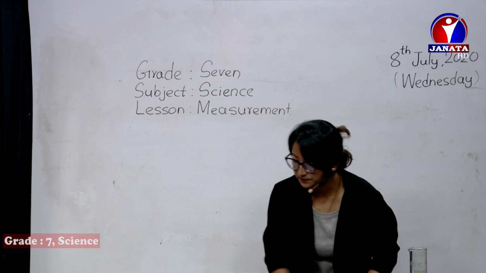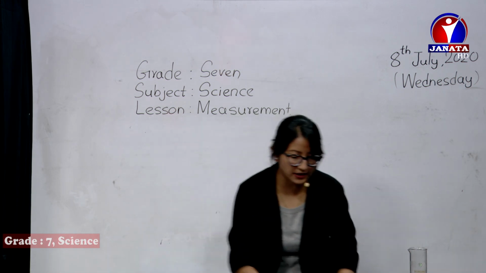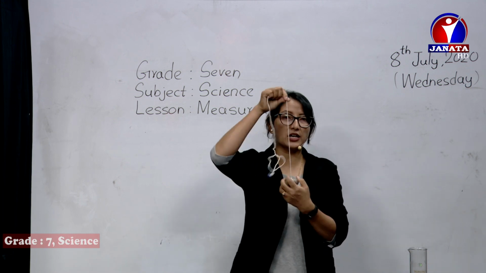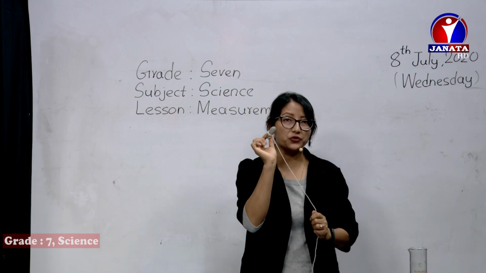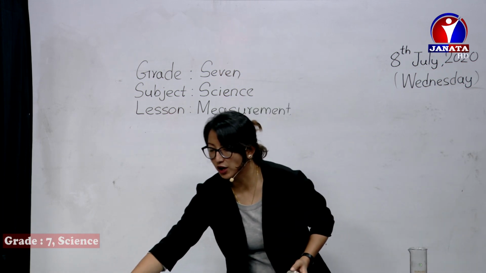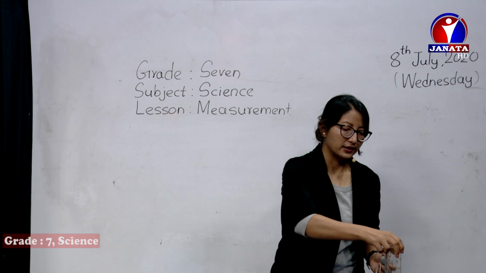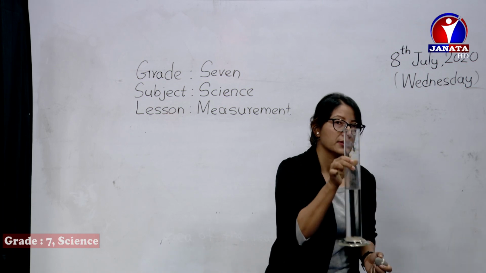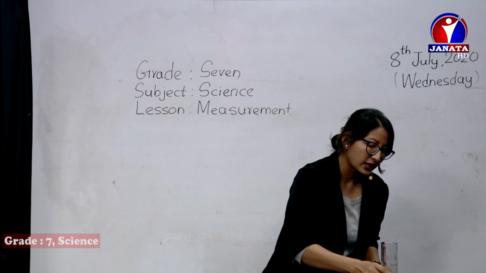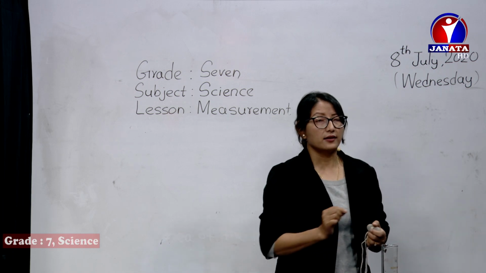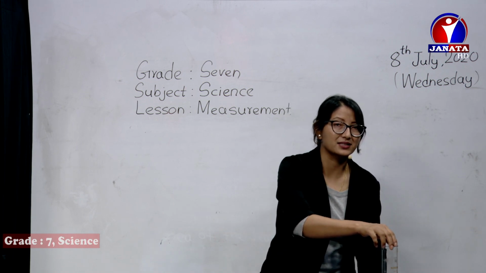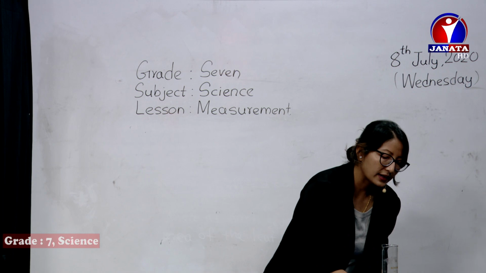I have an irregular object with me here. This is the irregular object, this stone, whose volume we are going to calculate. For that, first of all, we need to measure the volume of the liquid. Here is a measuring cylinder. As I've already said, to record the exact level correctly, we should keep it on a surface in a still position.